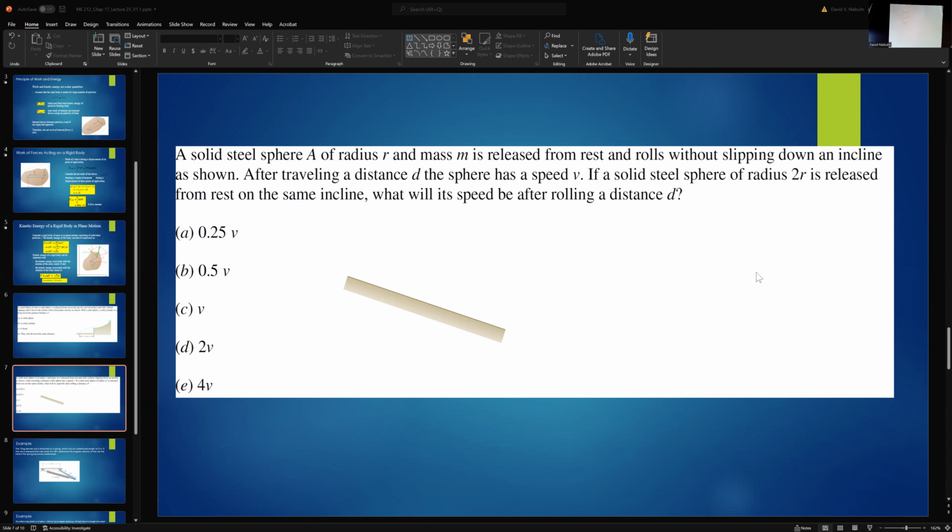In this case, the answer is going to be just v, because they both have the same moment of inertia, and the radius has no bearing on the final velocity, since they both have the same moment of inertia and the same mass. So this one's a little trickier.